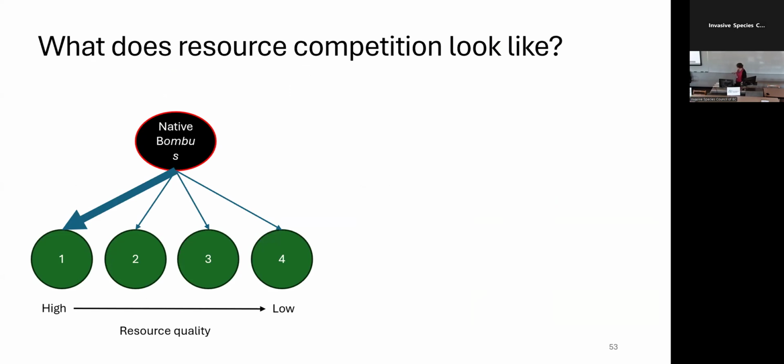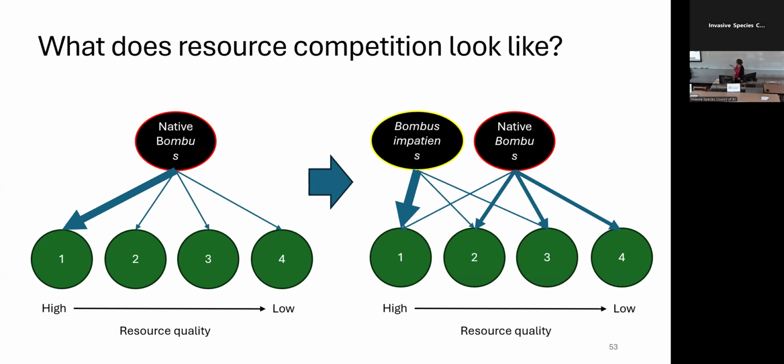So we might expect a bumblebee has many different things to forage on. You've already seen networks this week, which is very nice. So a native Bombus might love to forage on a really high quality resource, and it might visit these lower quality resources at lower frequency. When you add a competitor, it's forced to shift because the competitor is depleting that high quality resource and forcing the native Bombus to shift to lower quality food. So you might expect a shift in food niches and food breadth in the presence of the invasive.